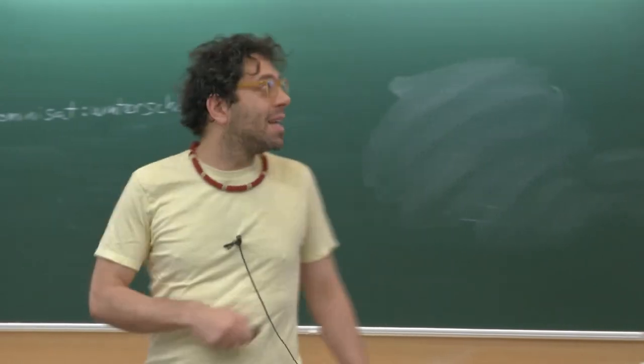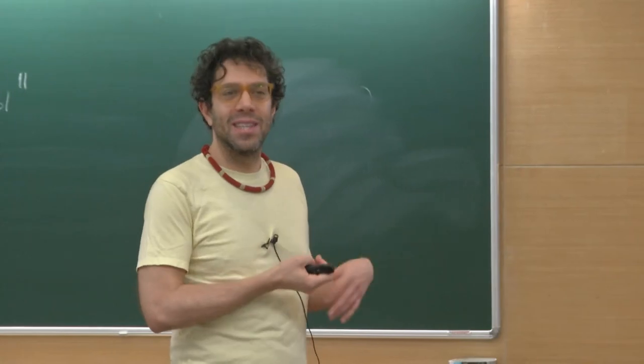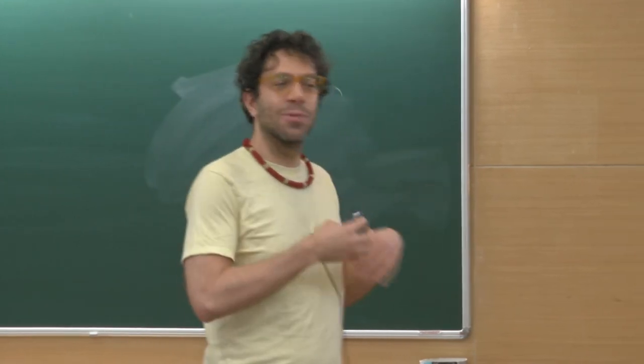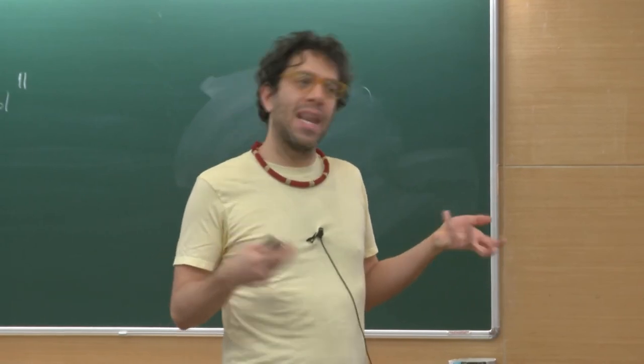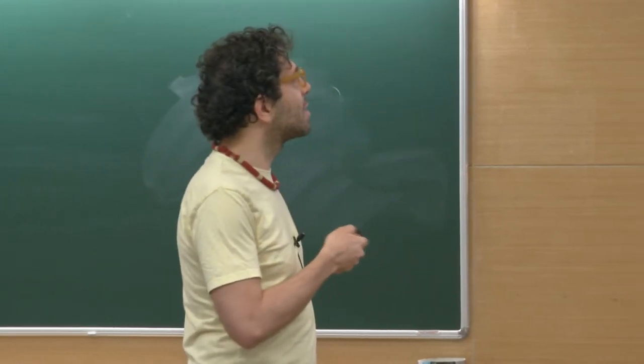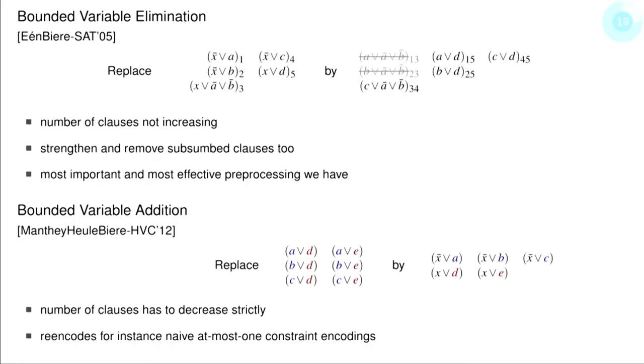The problem here is this issue here, this add all resolvents on x. This can actually be exponential if the formula is of a specific type. For example, if it's all these XOR stuff, you will realize very quickly that this will just blow up, and will never fit into your memory. So of course, the next idea was, instead of adding all the resolvents, we're just going to branch left and right, and eventually we have searched through all the search space. There's nothing left.